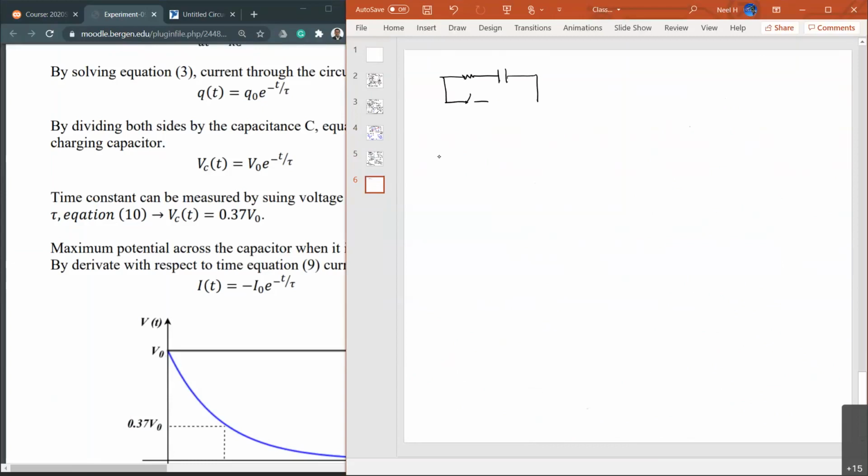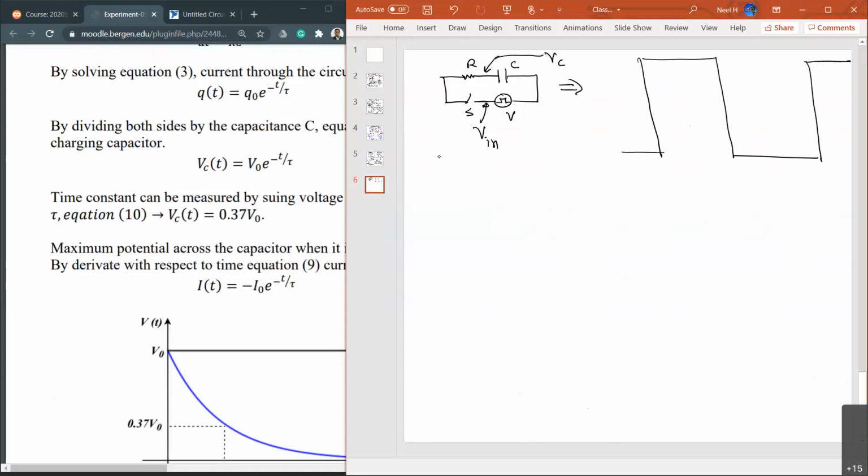the switch and the clock voltage. Capacitor, resistor, switch, clock voltage, and then we're going to put one voltage sensor here to get the voltage in, and then one voltage sensor here to get the voltage across the capacitor. So those two will give you two graphs that look like this. One is the voltage given, the other one is the voltage across the capacitor, which shows you the charging and discharging behavior.